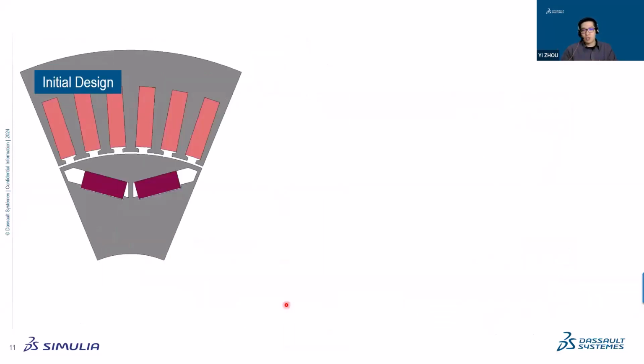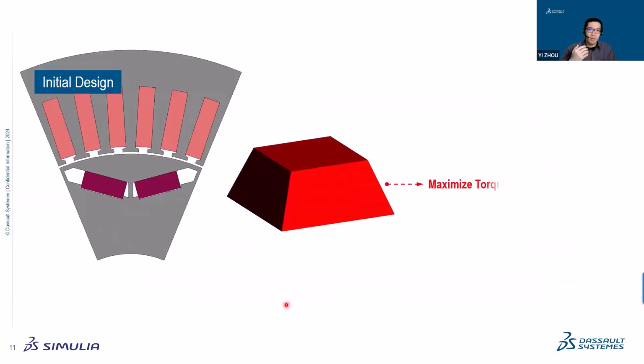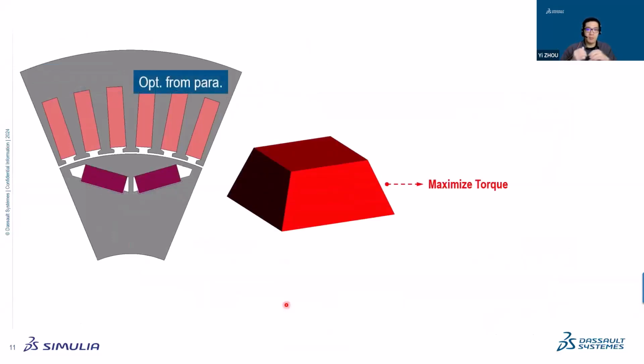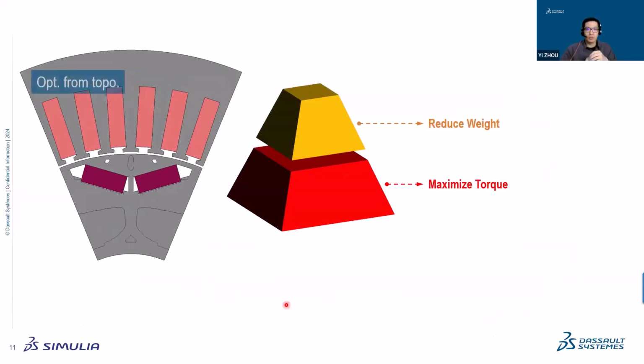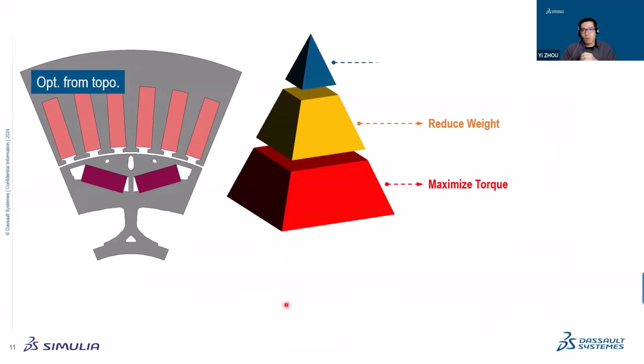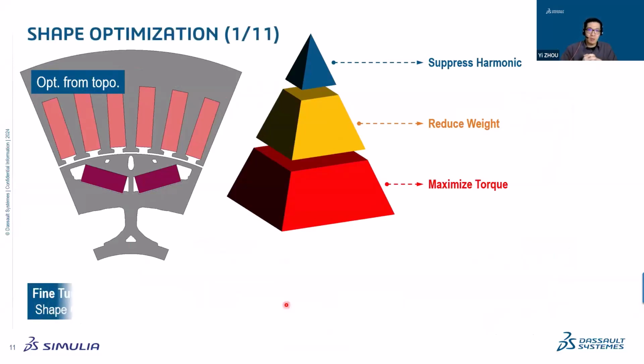Okay, let's make a short recap. We use the parametric optimization to find the optimized design to maximize torque, and then we use topology optimization to reduce the weight to get the optimized design. So what if I want to suppress harmonics? In this case, we can use shape optimization. Shape optimization is usually used for fine-tuning the design.